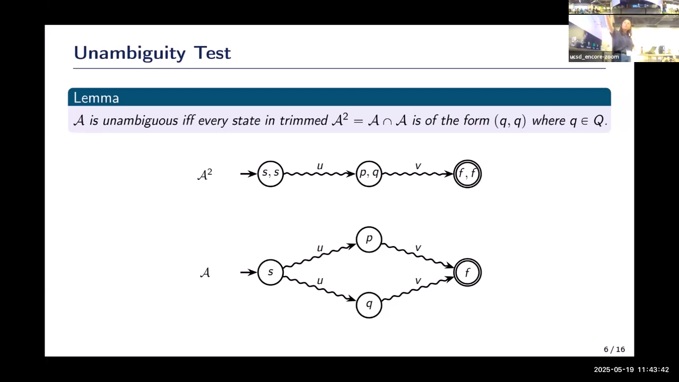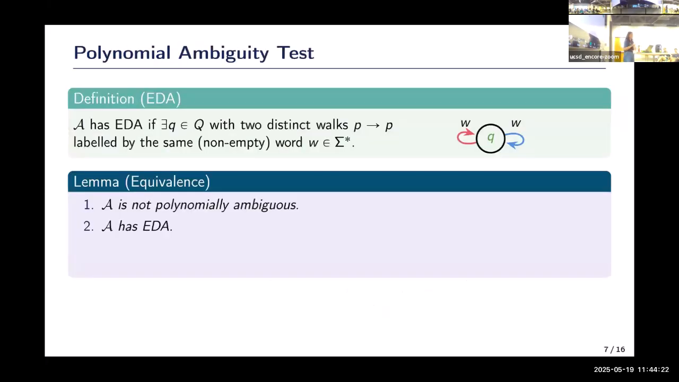Now if you assume that P is different from Q, by the definition of how I take the intersection, this means I had the corresponding paths reading U in the original automaton, from both S to P and S to Q. And similarly for V. Now this means that the word UV will have two accepting paths in the original automaton. So I'm not unambiguous, I'm ambiguous. Basically, I just need to check that in this A-square automaton, all the states are of the form QQ, like the same state twice. So it's pretty simple: I compute the intersection, I trim it, and I check this.